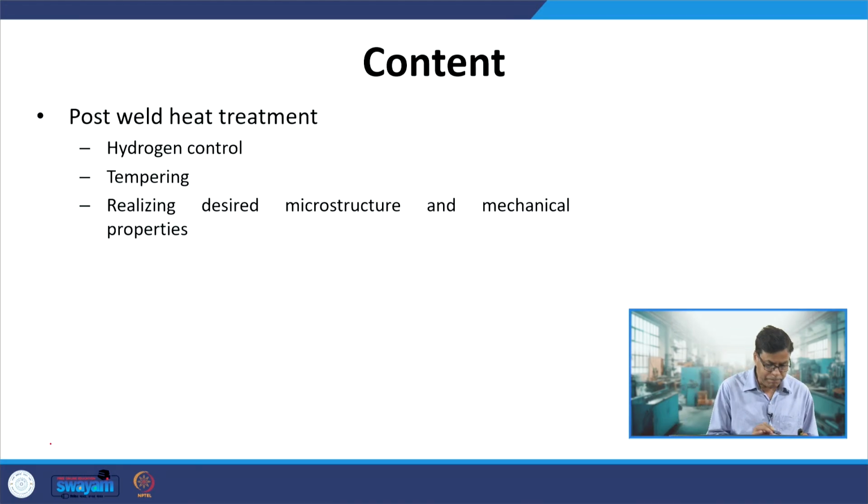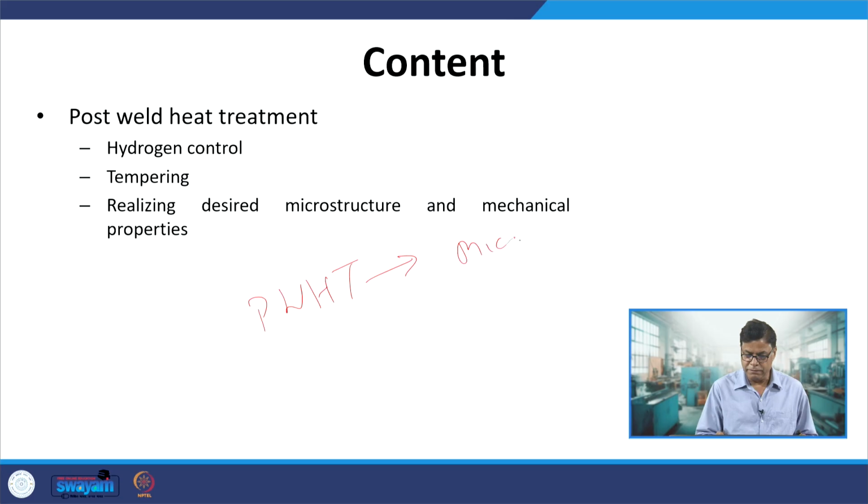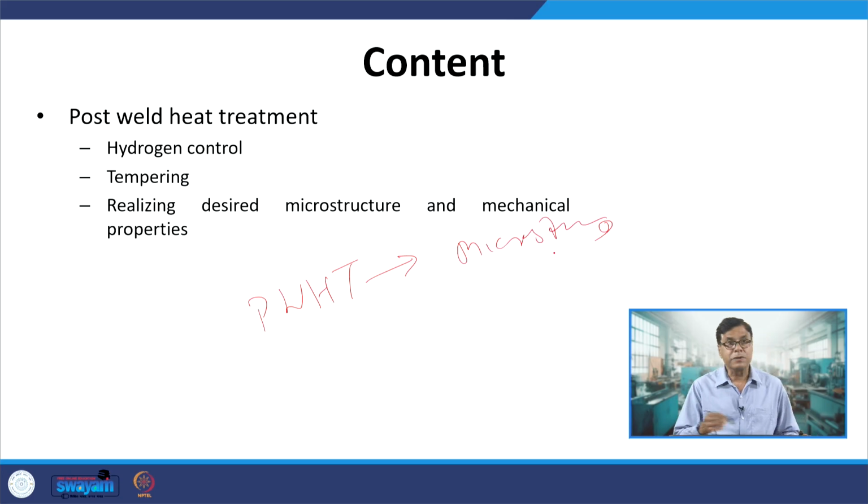Okay. So, apart from altering the microstructure, PWHT, post weld heat treatment, also helps in a number of ways. It helps in stress relieving, because heating is done above the critical temperature most of the time. So, stresses get relieved automatically.